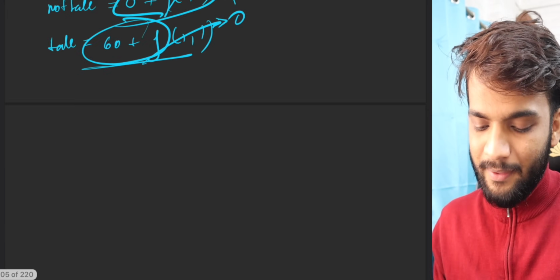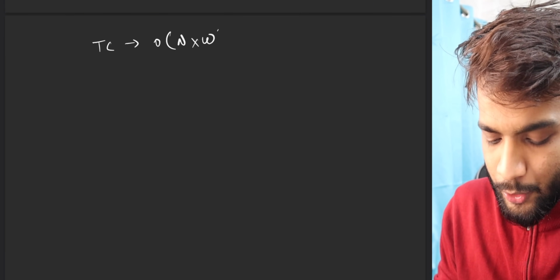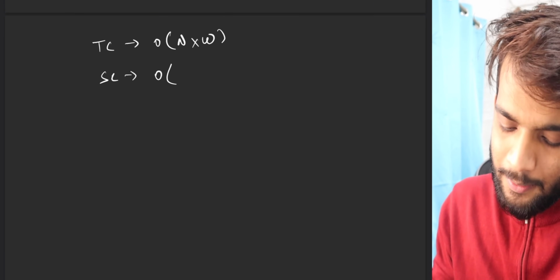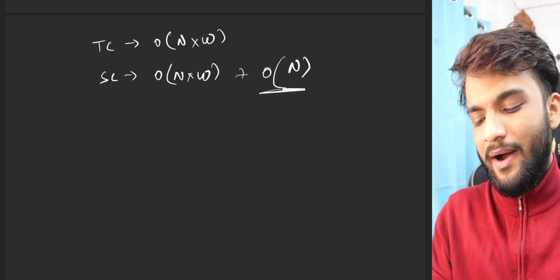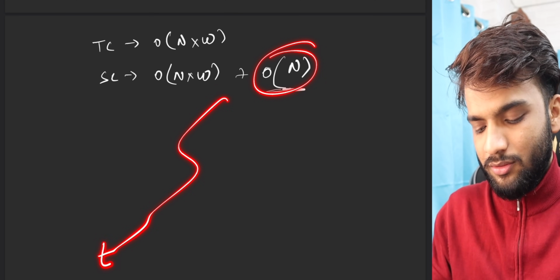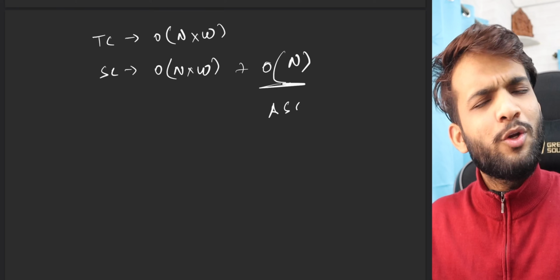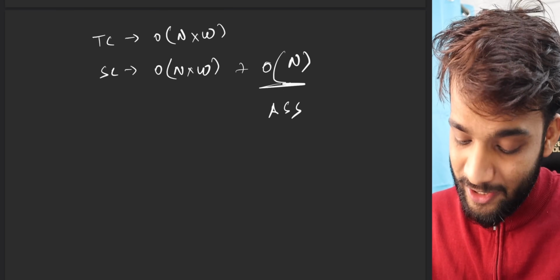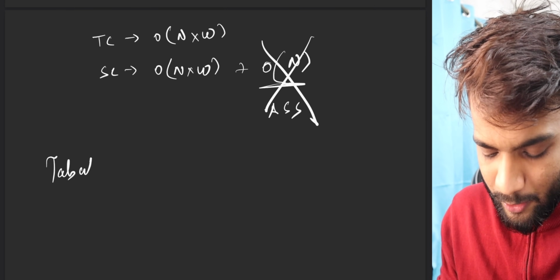And what will be the time complexity, guys? Big O of n cross W. What will be the space complexity? Big O of n cross W. But there will also be an auxiliary stack space of big O of N due to the recursion that goes deep. But do I like that? Obviously not. So I need to remove it. And how do you remove it? We convert this into a tabulation code.